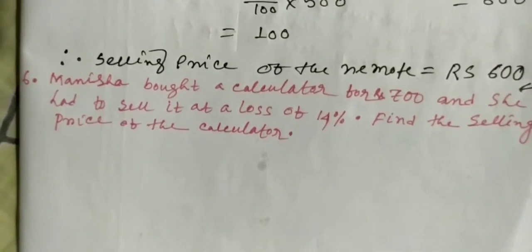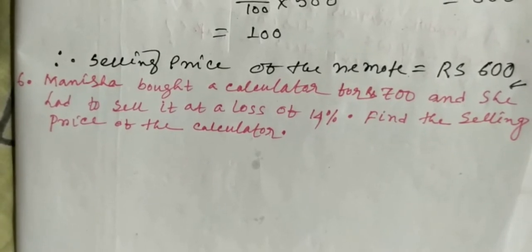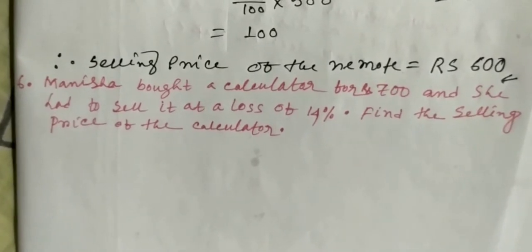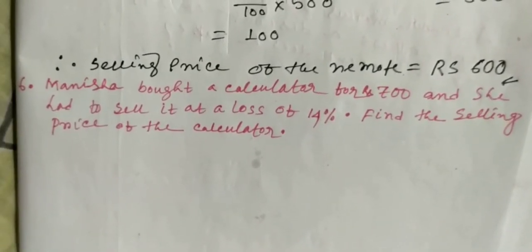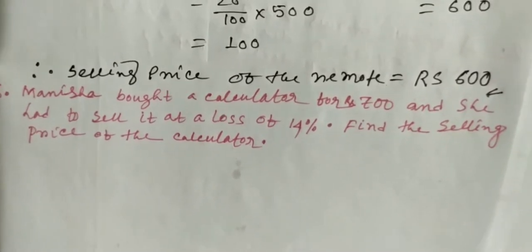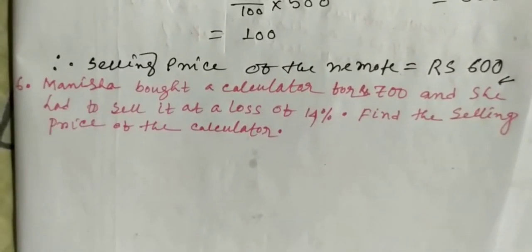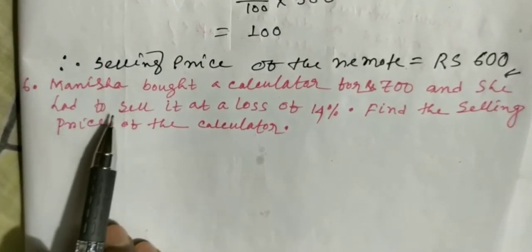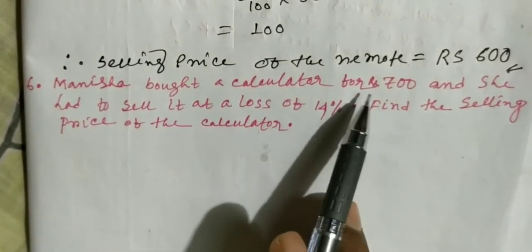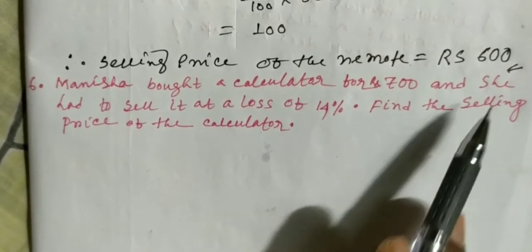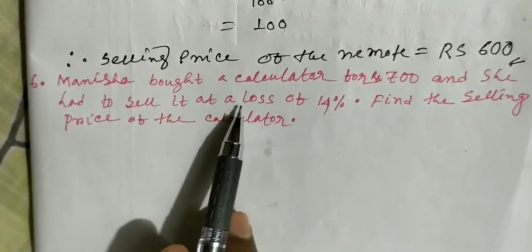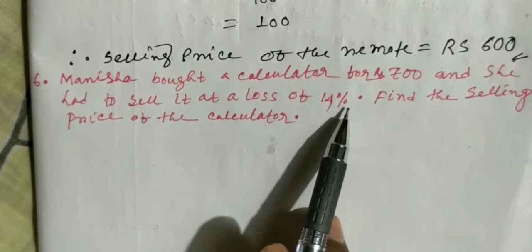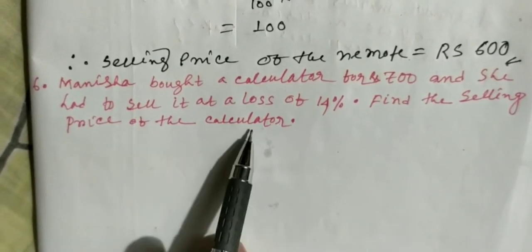Manisha bought a calculator for rupees 700 and she had to sell it at a loss of 14%. Find the selling price of the calculator. Once more: Manisha bought a calculator for rupees 700 and she had to sell it at a loss of 14%. Find the selling price of the calculator.